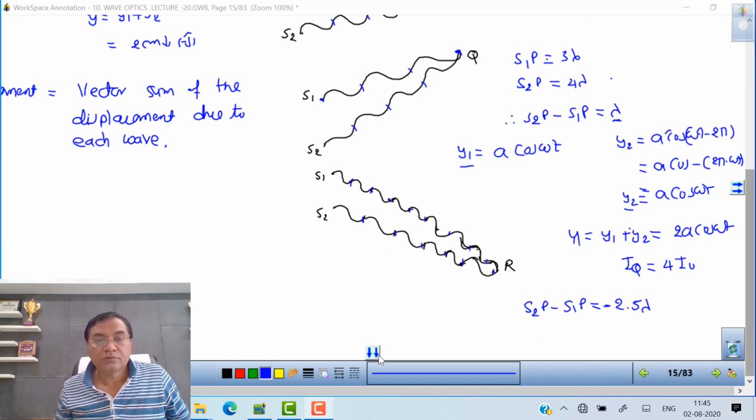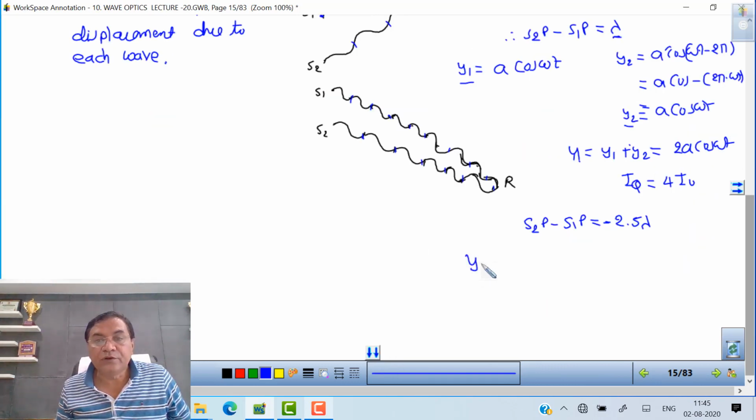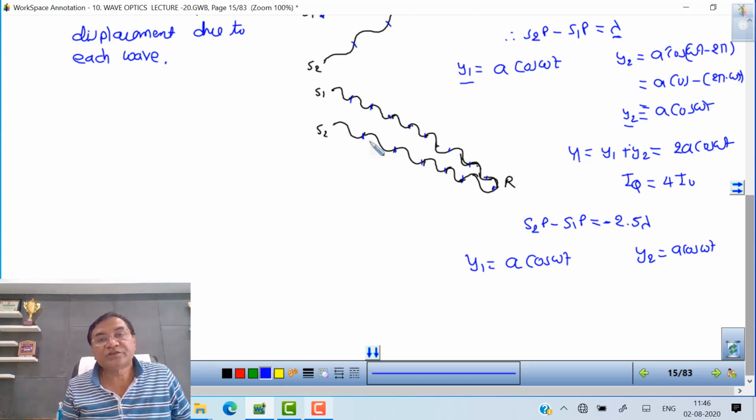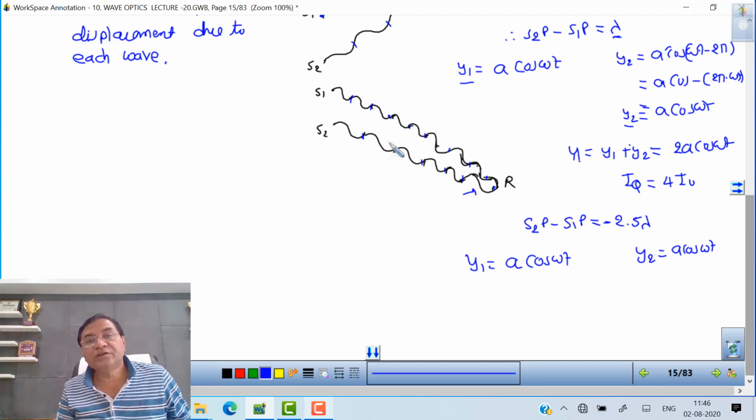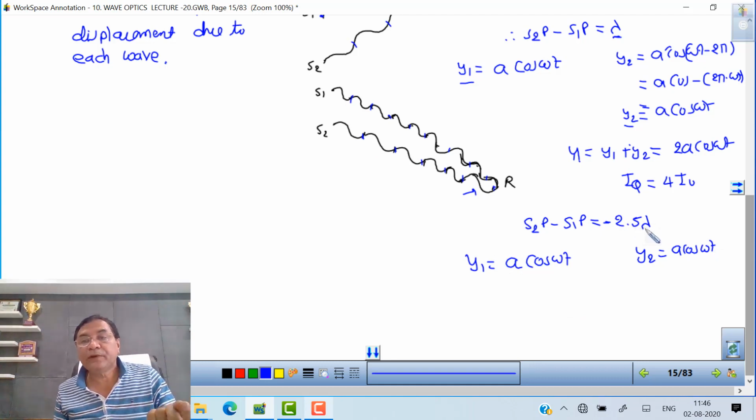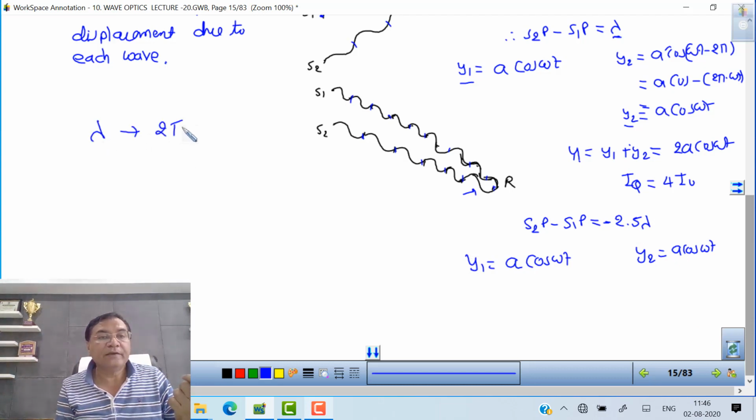So I write y1 is equal to A cos omega t and y2 is equal to A cos omega t at the origin. But when it reaches here, what will happen? This has more phase compared to this one because it reached earlier. How much? Equivalent to 2.5 lambda. Lambda means 2 pi. So 2.5 lambda how much? 5 pi. You will get 5 pi.